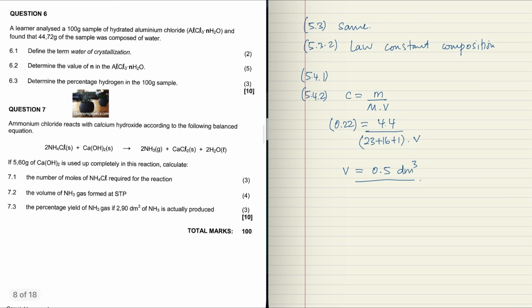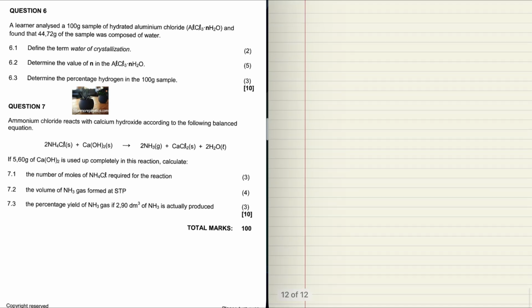Now, let's take a look at question number 6. Question 6, a learner analyzed a 100-gram sample of hydrated aluminium chloride and found that 44.72 grams of the sample was composed of water. Question 6.2, determine the value of n in AlCl3 dot nH2O. To solve this, I'm going to use a table.